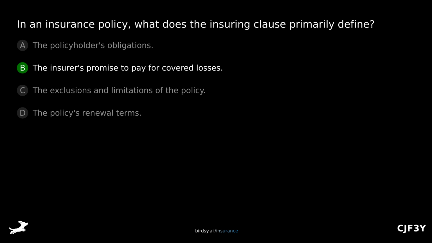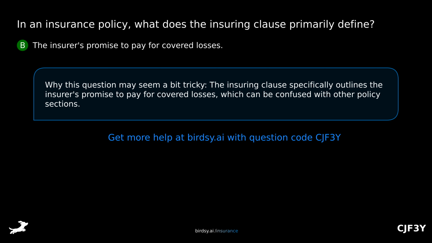The answer is B, the insurer's promise to pay for covered losses. Why this question may seem a bit tricky: the insuring clause specifically outlines the insurer's promise to pay for covered losses, which can be confused with other policy sections.